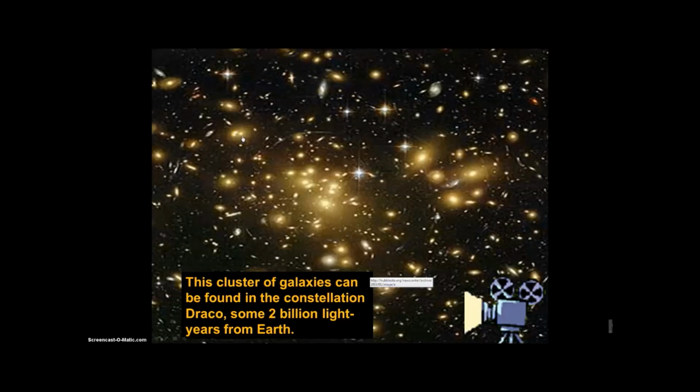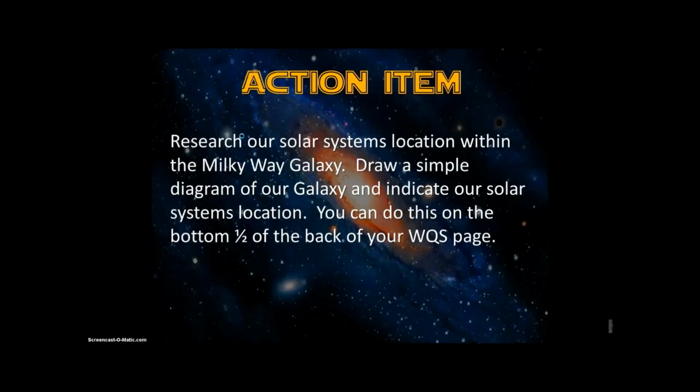All right, you do have an action item. Again, you were supposed to save some room in the bottom half of the back of your wicks. Your action item is to research our solar system and its location in the Milky Way, and we want you to draw a simple diagram of our galaxy, a spiral galaxy, and indicate our solar system's location. You can do that down at the bottom of your wicks page.